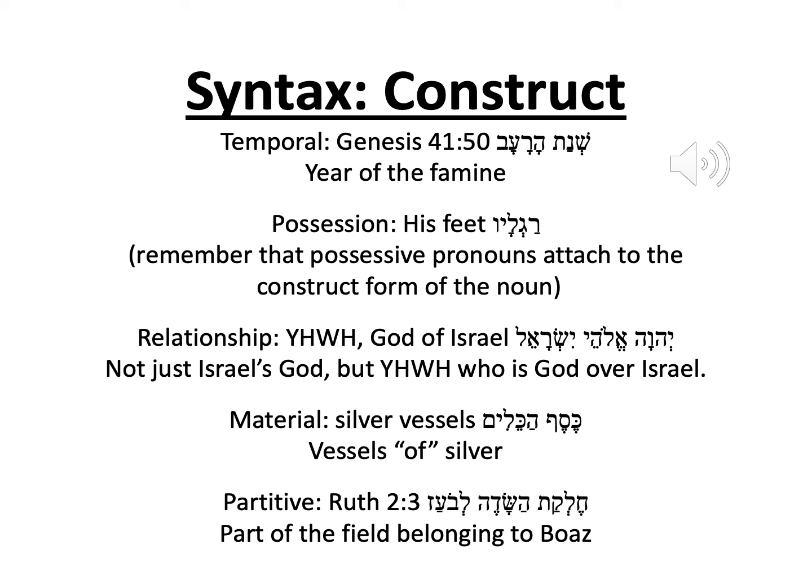We can also have a material use of the genitives, so silver of vessels or vessels of silver. We have actually flipped the construct here, so instead of silver of vessels, it's actually vessels of silver, and we'll see how that works on the next slide. But the indication here is that it is material, that these vessels are made of silver, so silver vessels.